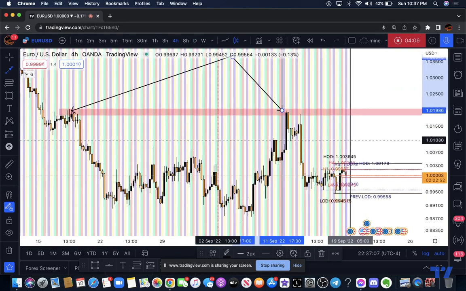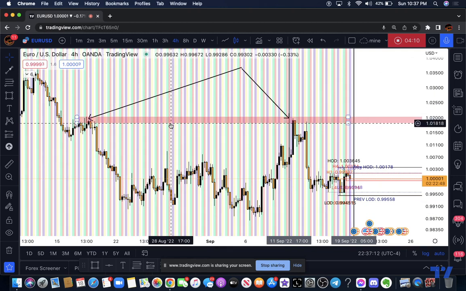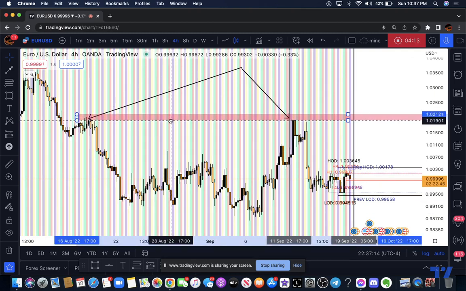Right. So going to our H4, if you look closely, I would want to refine this area so I'm covering wicks and not candle bodies. Right.